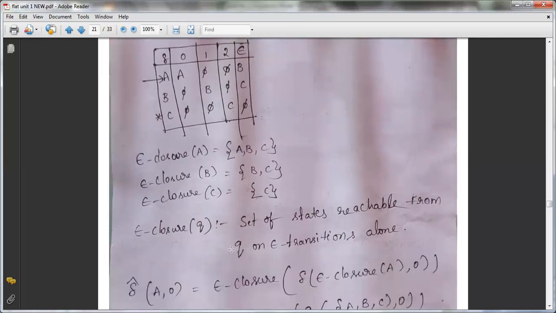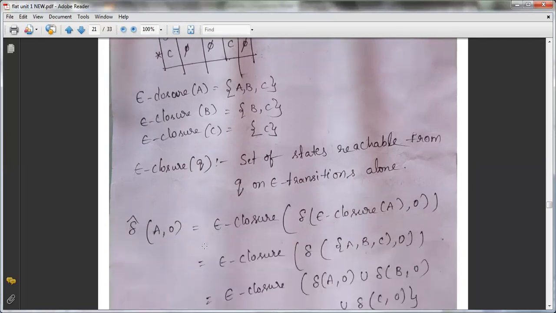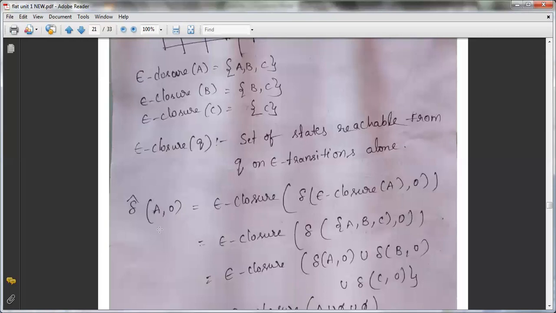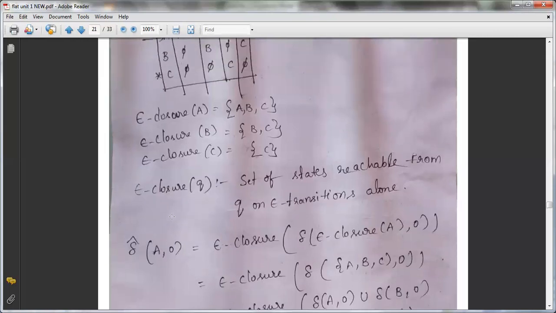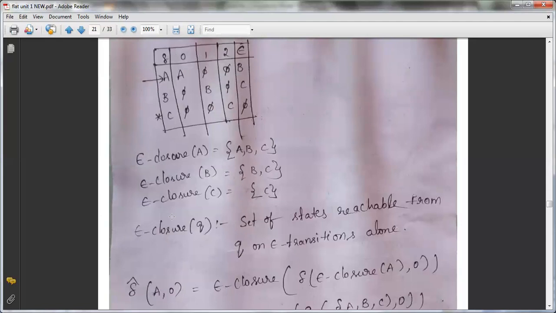Okay. So epsilon closure means the set of states reachable from Q. Epsilon closure of Q is the set of states reachable from Q by epsilon transitions alone. Now what I have to do is give the NFA without epsilon moves. For that, I have to get the transition table, A on 0.